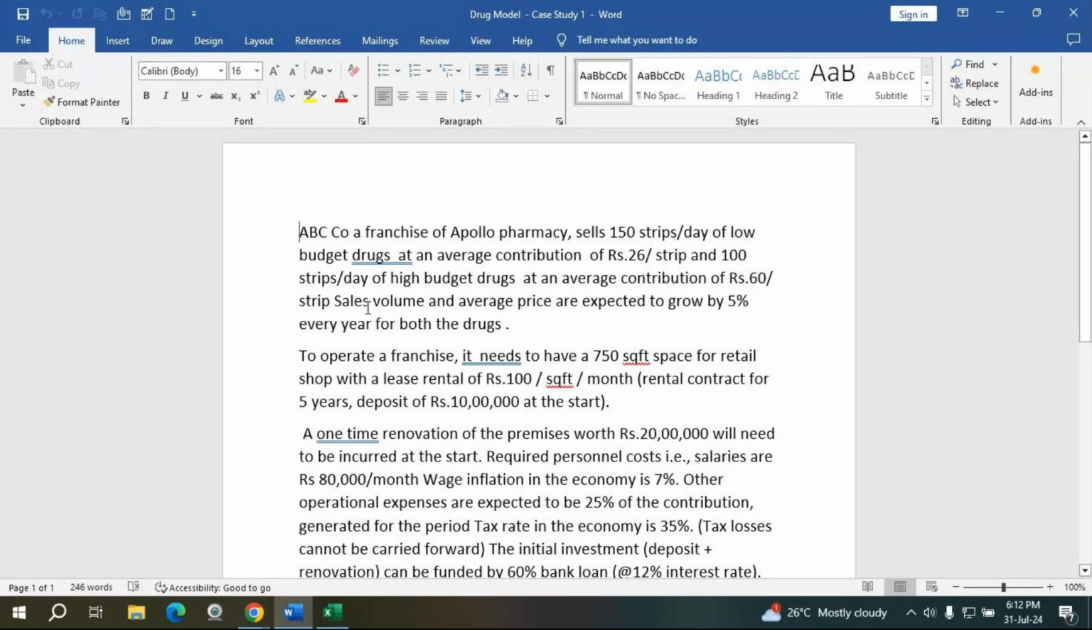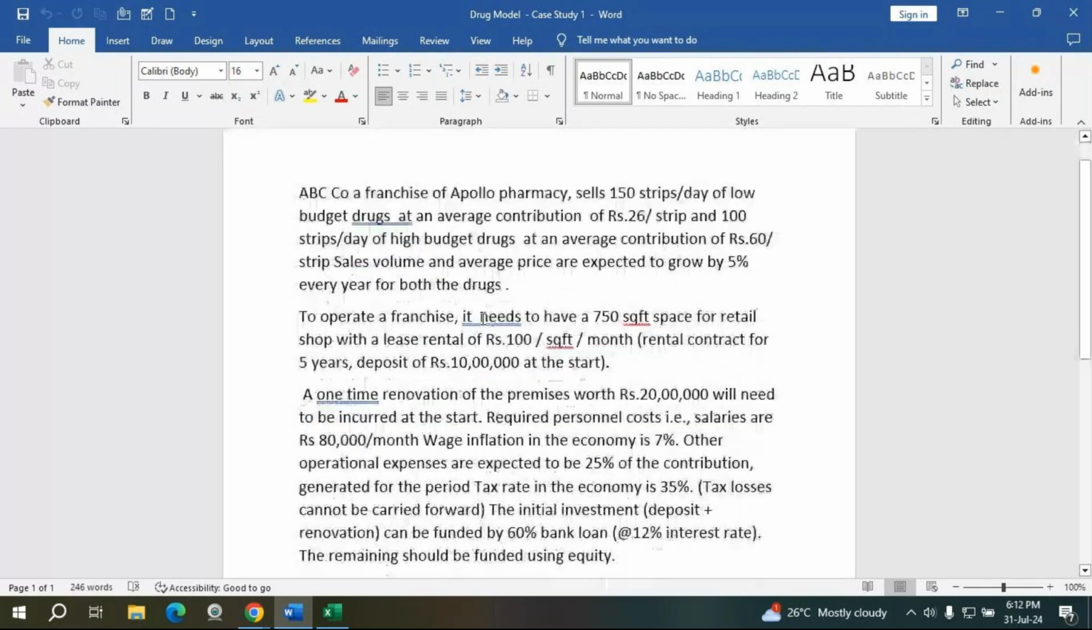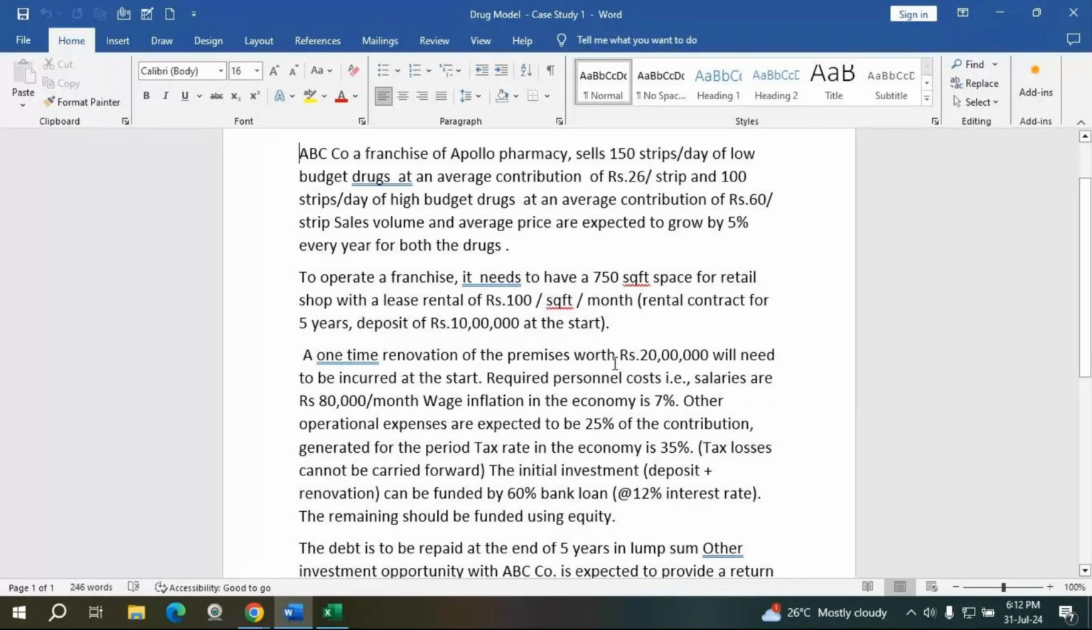Sales volume and average price are expected to grow by 5% every year for both the drugs. To operate a franchisee, it needs to have 750 square feet space for a retail shop with a lease rental of rupees 100 per square feet per month. A rental contract for 5 years and a deposit of rupees 10 lakh at the start we need to pay. A one-time renovation of the premises worth rupees 20 lakh will need to be incurred at the start. Required personnel cost, that is salaries, at 80,000 per month.